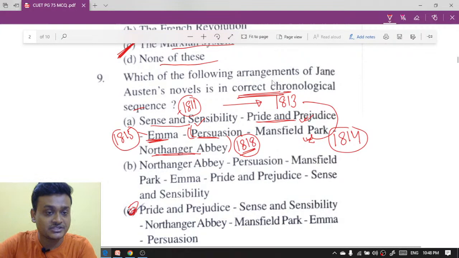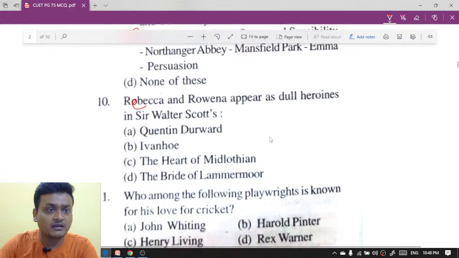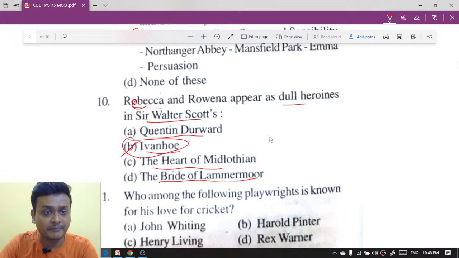Next question. Rebecca and Rowena appear as dull heroines in Sir Walter Scott's which novel? Quentin Durward, Ivanhoe, The Heart of Midlothian, or The Bride of Lammermoor? It was Ivanhoe. In the novel Ivanhoe, the characters Rebecca and Rowena appear. So Ivanhoe is the right option.